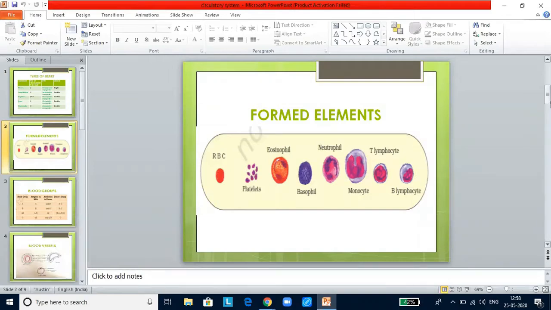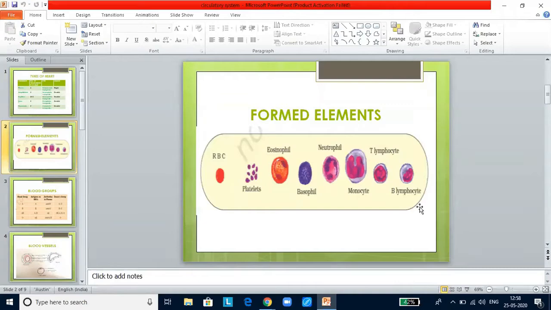It contains fibrinogen, globulins, albumin, and small amounts of minerals like sodium ion, calcium, magnesium, bicarbonates, chlorides, glucose, amino acids, lipids, etc. Formed elements in the blood are erythrocytes, leukocytes, and platelets, which make up about 45% of the blood.